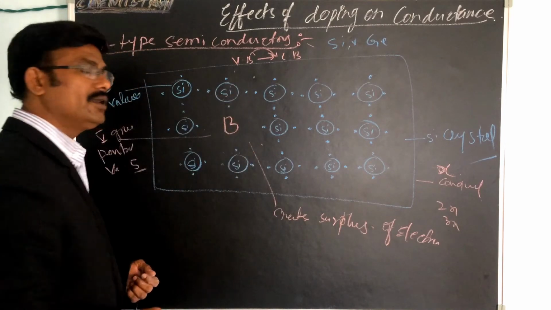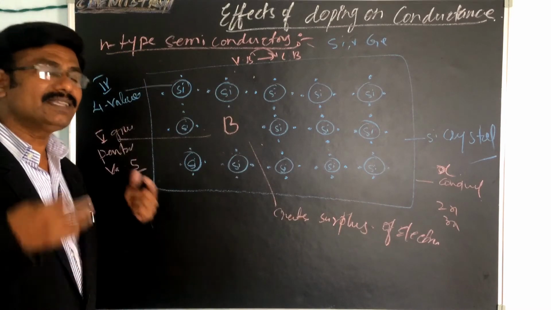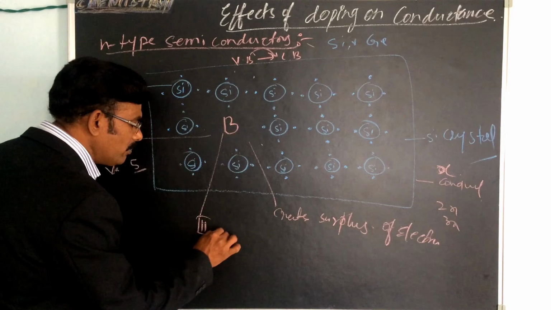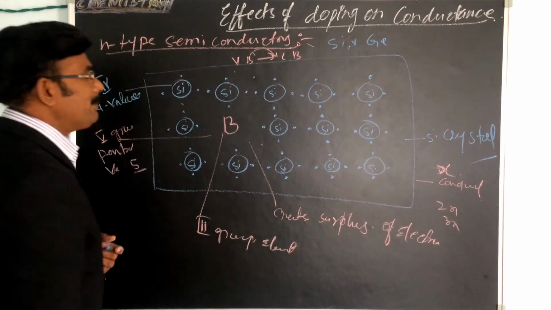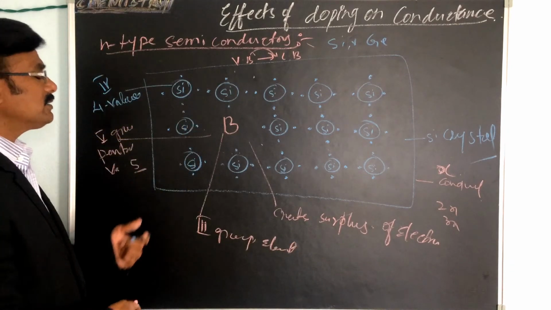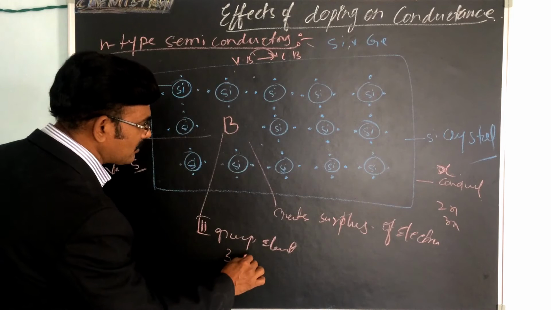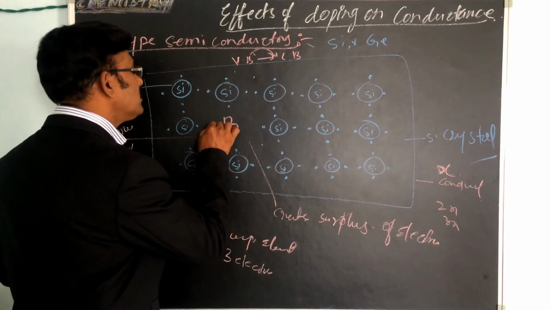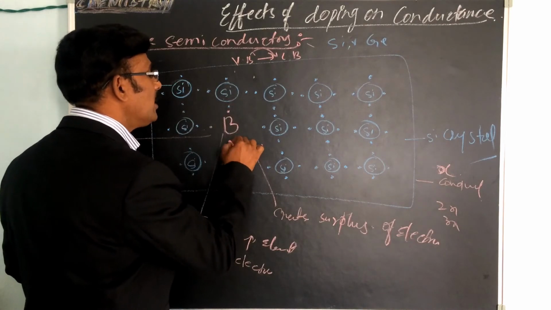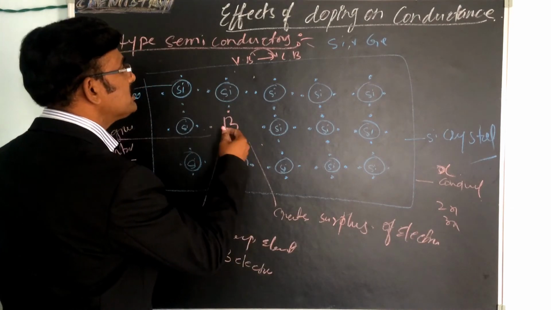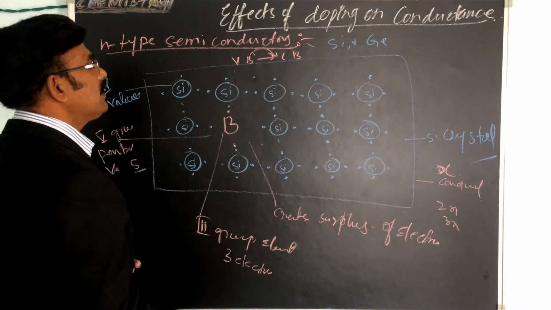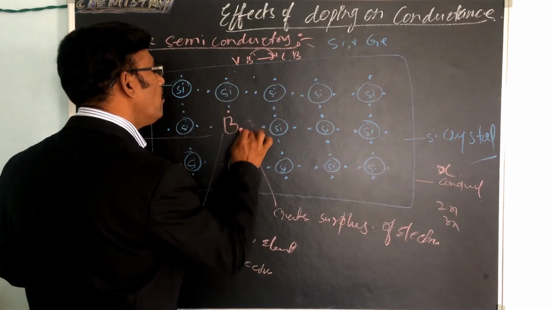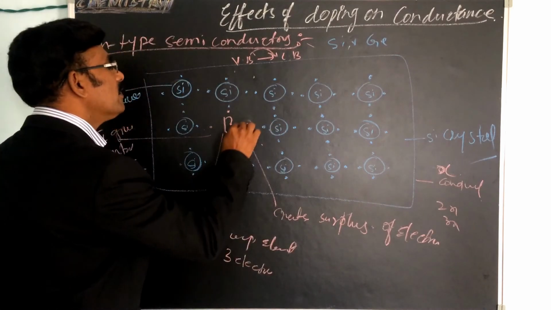That is boron. This is the third group element. In this, how many electrons are there? There are only 3 valence electrons. Each is shared with a neighboring silicon, but there is no electron to pair with the one silicon electron. Here, a hole is created.